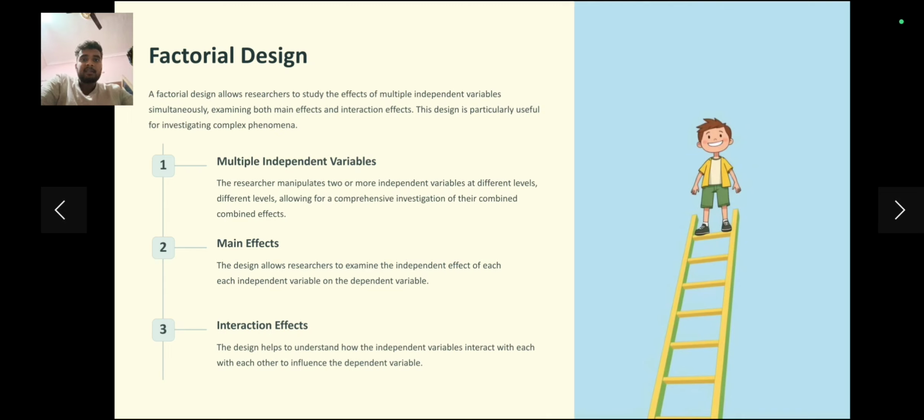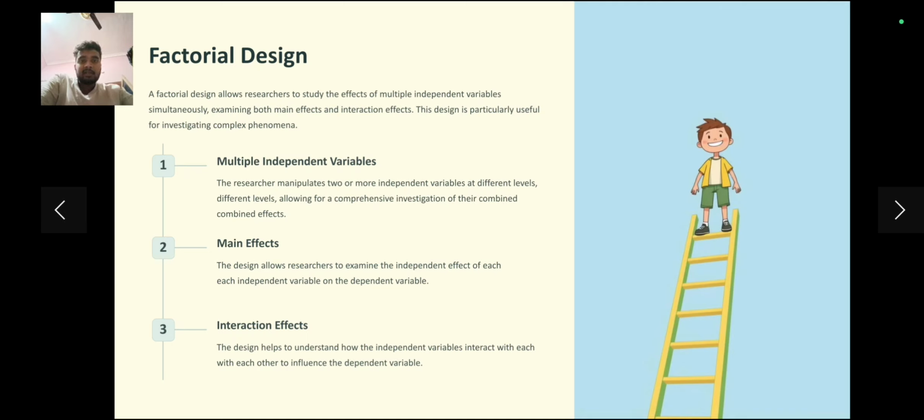Factorial design. A factorial design allows researchers to study the effects of multiple independent variables simultaneously, examining both the main effects and interaction effects. This design is particularly useful for investigating complex phenomena.